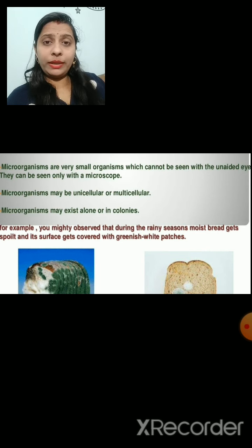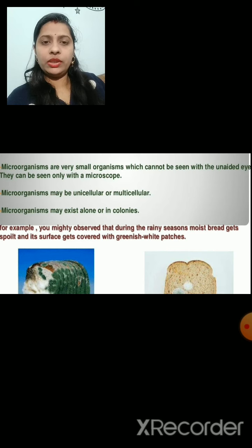But all microorganisms you can't see with the help of a magnifying glass. For these you need a special instrument or device called a microscope. So we can define microorganisms as small organisms which we can't see with our naked eyes. They can be seen only with the help of a microscope.